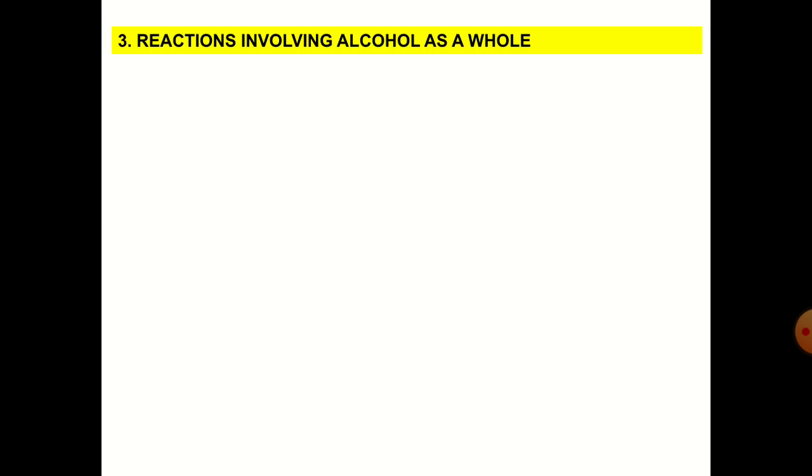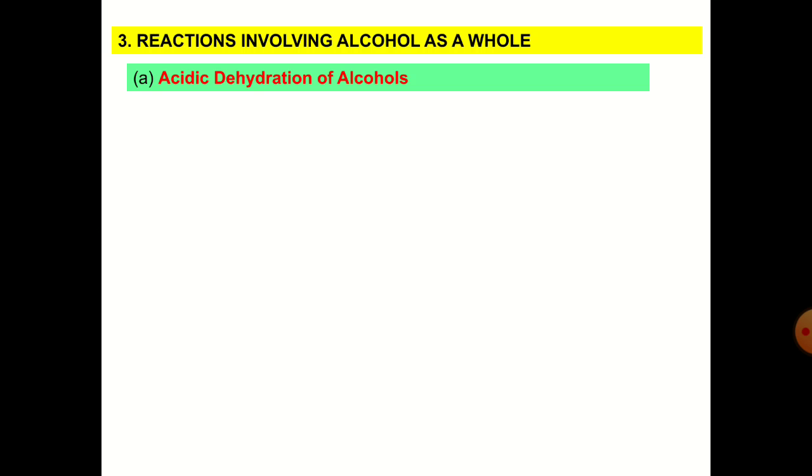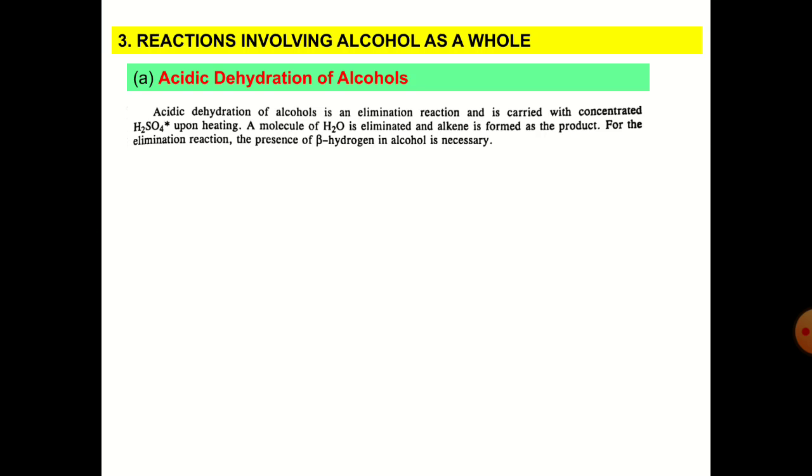Let us first discuss the third chemical reaction, that is, the reactions involving alcohols as a whole. Under this heading, we shall discuss the acidic dehydration of alcohols. Acidic dehydration of alcohols is an elimination reaction and is carried out with concentrated sulfuric acid upon heating. A molecule of water is eliminated and an alkene is formed as the product. For the elimination reaction, the presence of a beta hydrogen in the alcohol is necessary. I am just showing the example here.